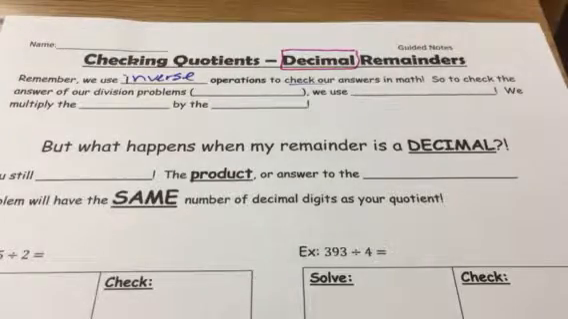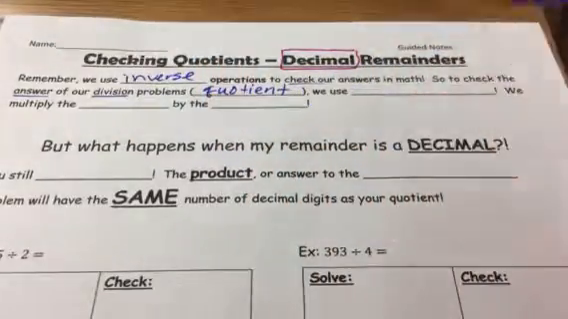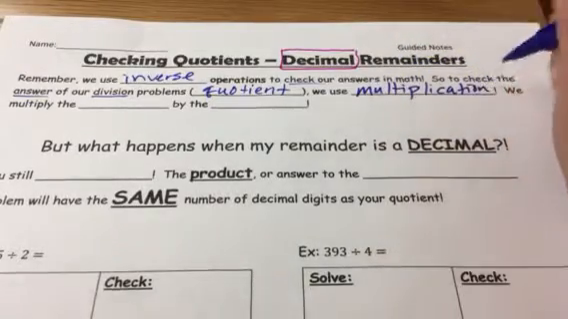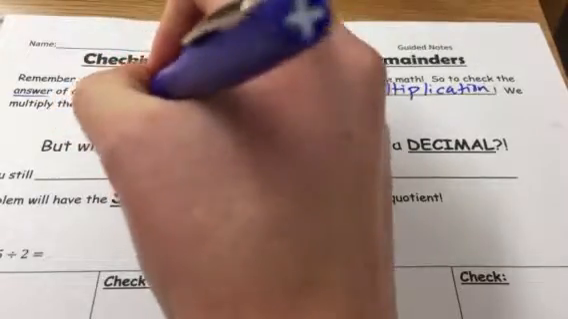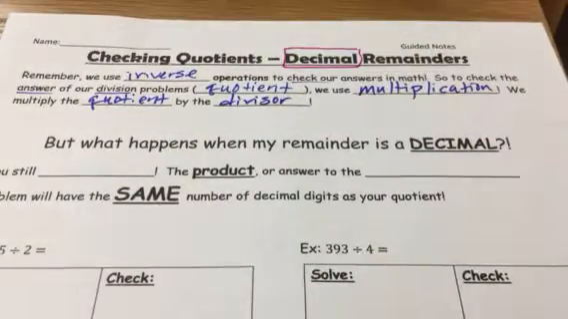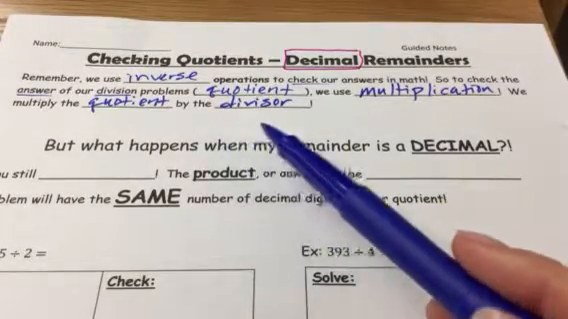So to check the answer of our division problems, and remember, answers to division problems are called quotients, to check our quotient, we will use multiplication. We will use the inverse operation of division, which is multiplication. So what we're going to do is multiply the quotient, or the answer, by the divisor, the number we were dividing by. Now, when we had remainders, if our answer was, let's say, 2 remainder 3, we'd multiply the 2 by the divisor, and then we would add the remainder.